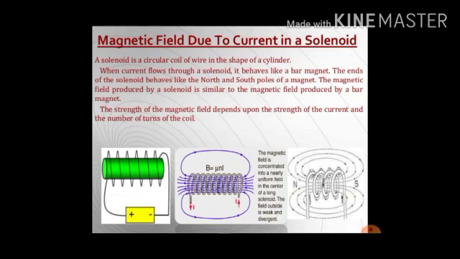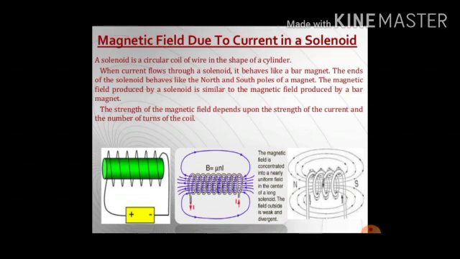So, here, if the field lines inside the solenoid are in the form of parallel straight lines, this indicates that the magnetic field is the same at all points inside the solenoid. That is, the field is uniform inside the solenoid. You can very clearly see in the picture. Within the solenoid, the lines are parallel.